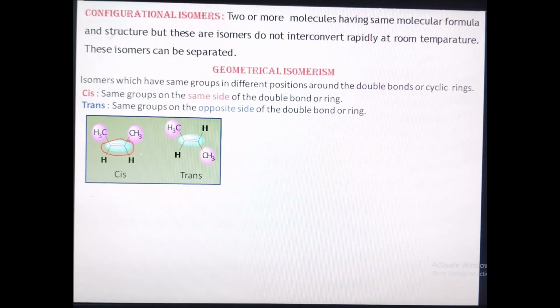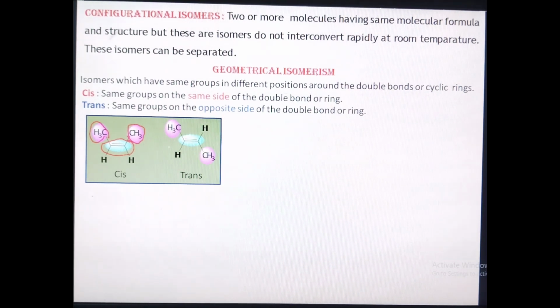In a single bond, we can rotate the bond, as we have seen in the rotation about the carbon-carbon bond in conformational analysis. But here there is restricted rotation due to the double bond. We cannot rotate the carbon atoms involved in the double bond. These geometrical isomers arise when the same two groups are in different positions around the double bond. These are called geometrical isomerism.